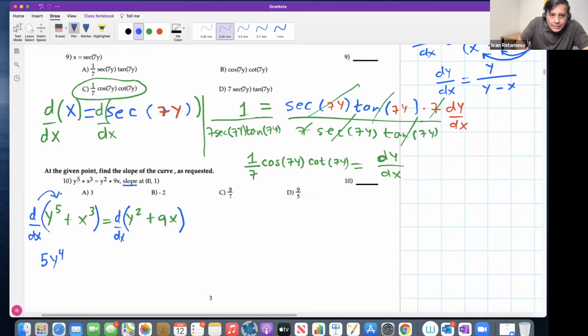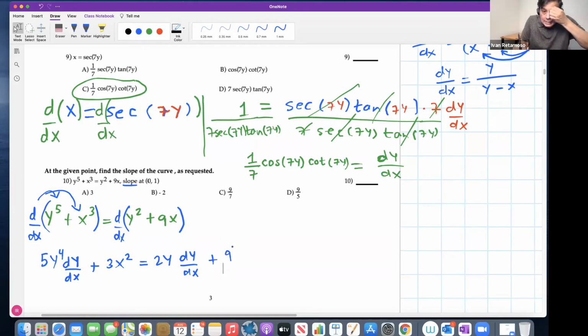And then derivative plus here, plus, but don't forget, look, derivative of y to the 5th power is a function in terms of y. So you have to attach dy dt, right? Dx plus derivative of x cubed, 3x squared. I don't have to attach anything because this function is in terms of x. Over here, derivative y squared, 2y dy dx, right? I'm dealing with a function in terms of y. Plus derivative of 9x is just the usual derivative 9.